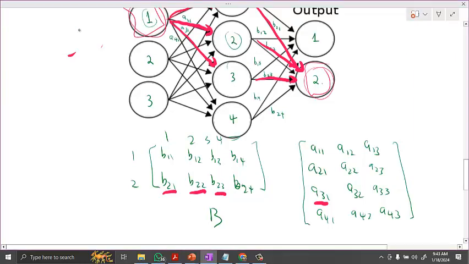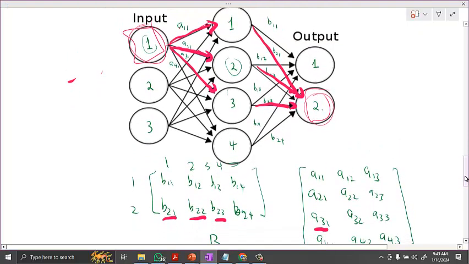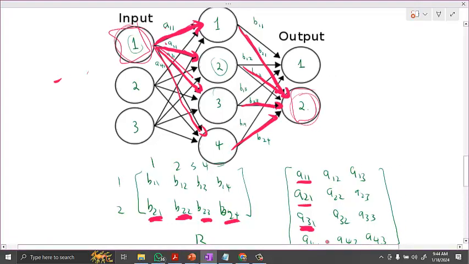Okay. So again, my first one was A11 times B21. That was B21 and A11. Second one was A21 and B22. That was B22, A21. Third one was A31 and B23, so A31, B23. Last one is going to be A41 and B24. So that's this one here. Okay.